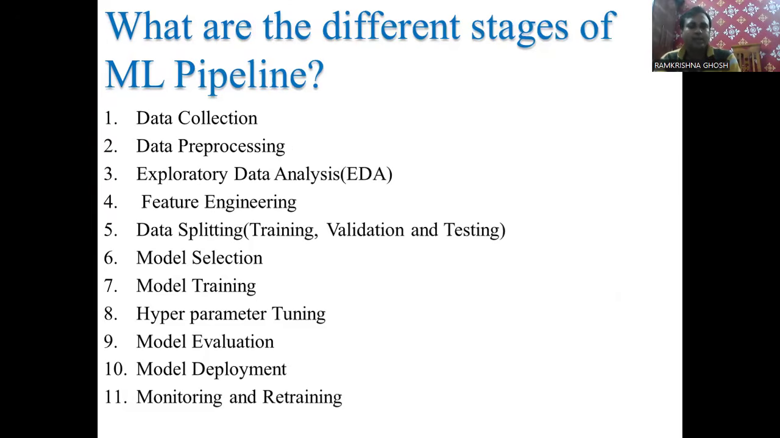Model deployment is a technique of making a trained model available for real world use. After model deployment, model monitoring and retraining. Monitoring involves continuously tracking input data quality, prediction accuracy, data drift, concept drift, which will be discussed in a later slide, and resource utilization.